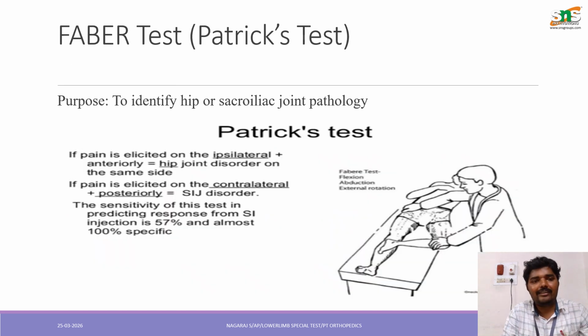The first one is the FABER test, also called the Patrick test. The purpose of this test is to identify hip or sacroiliac joint pathology. If pain is elicited anteriorly in the hip joint on the ipsilateral side, it indicates hip pathology. Okay, if pain is elicited posteriorly on the contralateral side, this is called sacroiliac joint disorder. The sensitivity of this test for predicting response from sacroiliac injection is 57%, and it is almost 100% specific. So this is mainly for that.